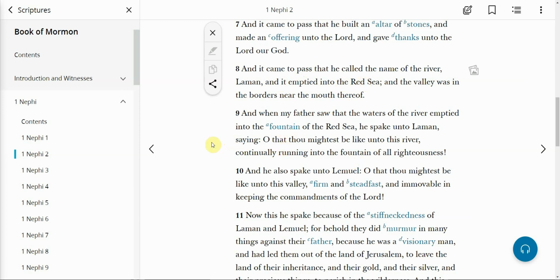But then here in verse 9, it kind of clarifies, and it says, when my father saw that the waters of the river emptied into the fountain of the Red Sea, he spake unto Laman, saying, Oh, that thou mightest be like unto this river, continually running into the fountain of all righteousness. So, the fountain of the Red Sea is also associated with something called the fountain of all righteousness. And I believe strongly that this word fountain is something that Herodotus mentioned.